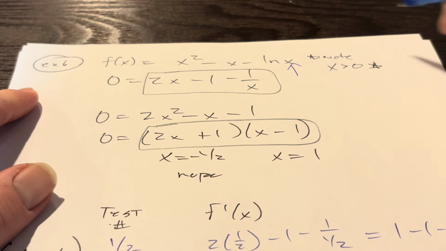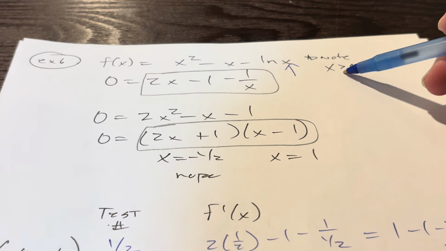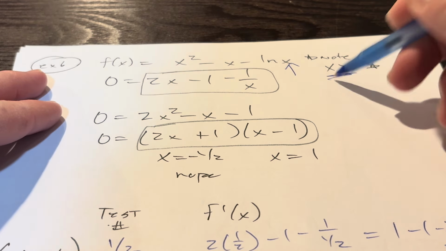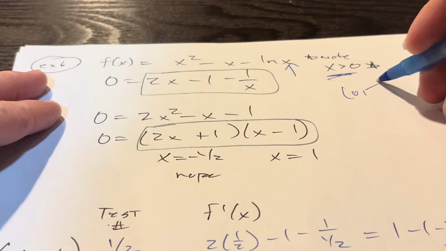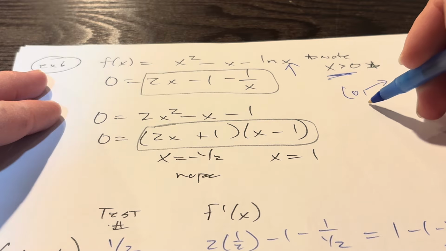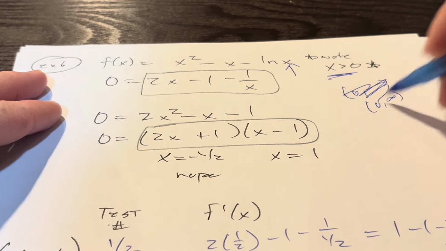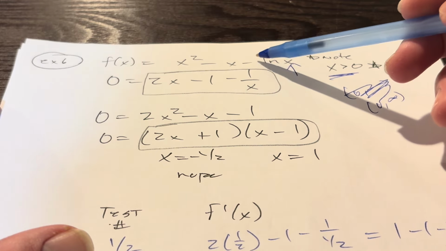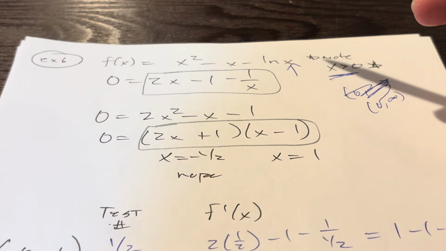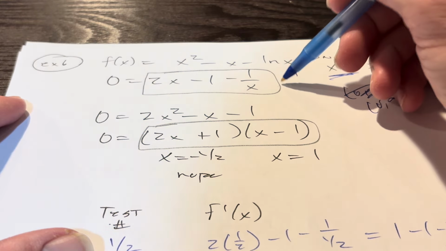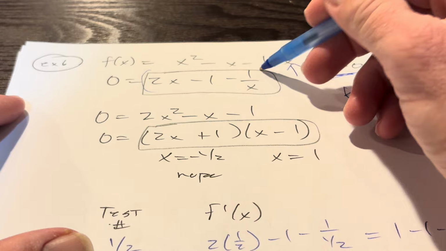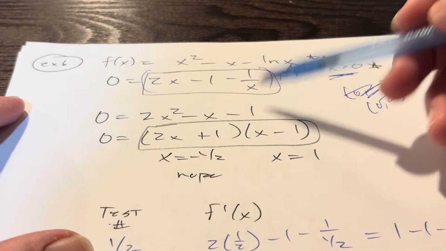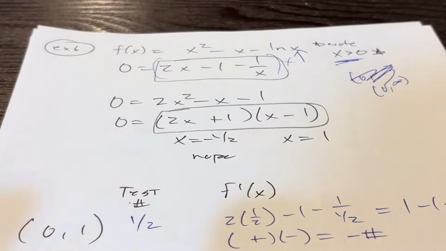Note for my interval here, x is not allowed to be 0. In fact, x has to be greater than 0. So when I talk about the intervals of increase and decrease, it's got to be 0 to infinity. If I take the derivative, I get 2x minus 1 minus 1 over x. Now, how am I going to solve this? Again, I'm going to use this to plug numbers in. I'm going to multiply everything by x. That's going to give me 2x squared minus x minus 1, and that can factor. Nice.